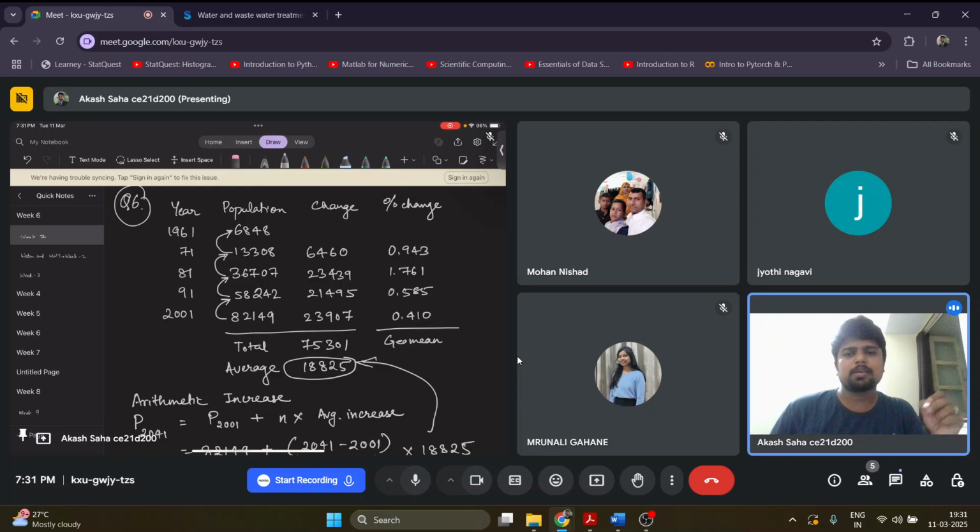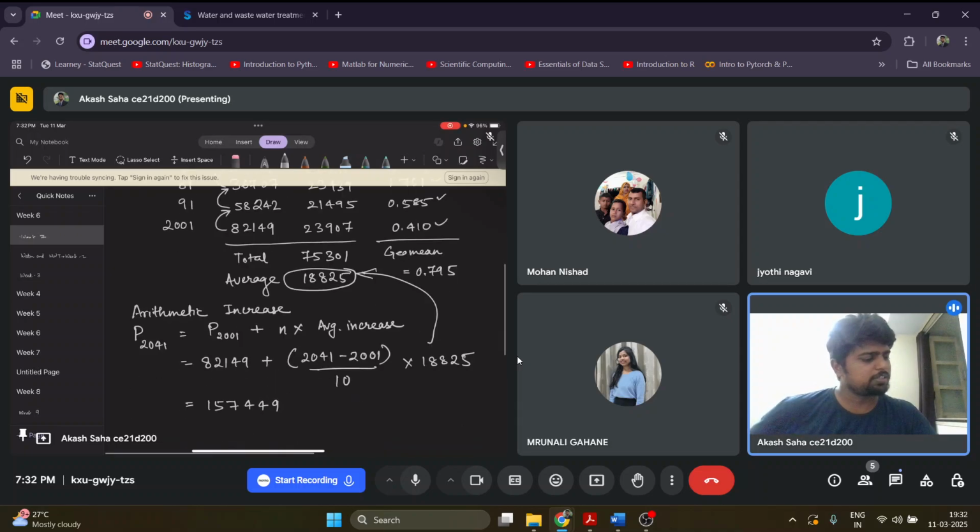Geometric mean will be nothing but the nth root of whatever the percentage changes are. We will simply multiply them and take it to the power of 1 by n. So n will be the number of decades. So here n will be 4. So 1 by 4: 0.9 into 1.7 into 0.5 into 0.4, to the power 1 by 4. So like that you have to do. If you do that, you will get the average geometric mean as 0.795. Okay, so this is our geometric mean.